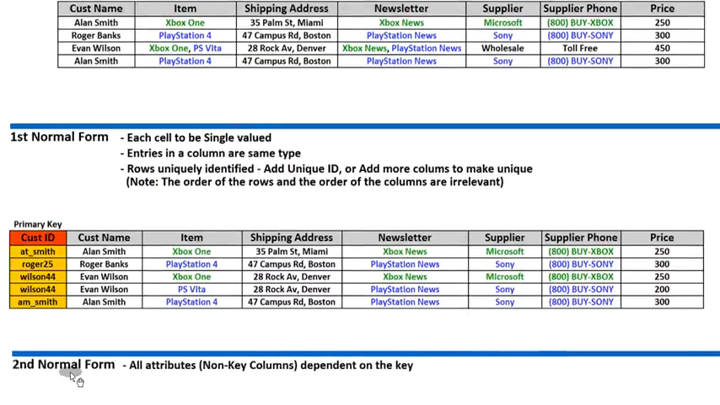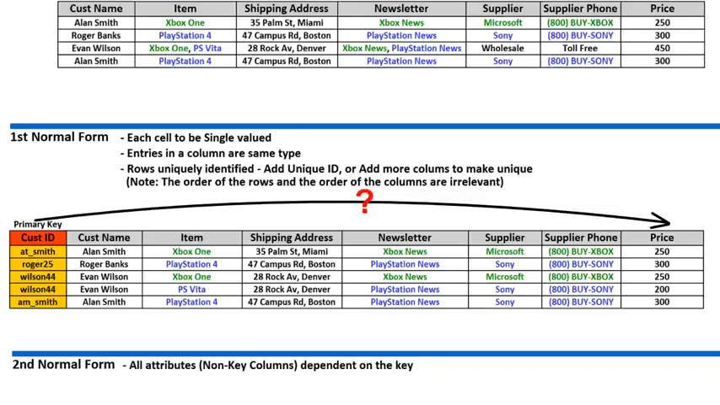Okay, second normal form. All attributes, meaning non-key columns, meaning these white ones, must be dependent on the key, which is this red one. So which one of these don't depend on the key? Well, let's see. How about the price? Does the customer ID determine the price? In other words, does the price depend on who buys it?